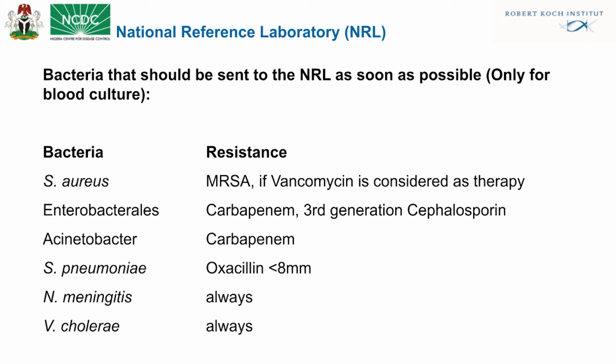Staph aureus, that is methicillin-resistant Staphylococcus aureus, if vancomycin is considered as therapy. Enterobacterales, that is carbapenem, third generation cephalosporin. Acinetobacter, carbapenem. Streptococcus pneumoniae, oxacillin, which is less than 8 mm in the inhibition zone. Neisseria meningitidis, always you have to send this. Vibrio cholerae, you can send these too.